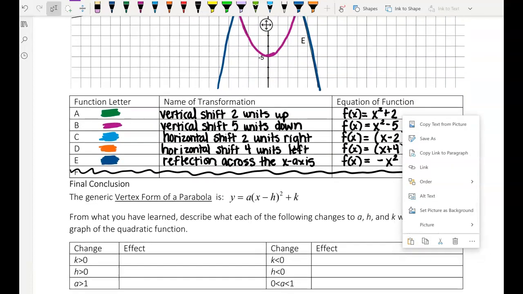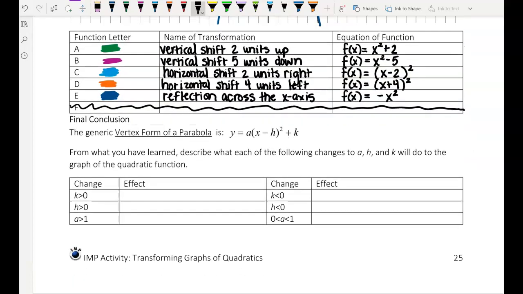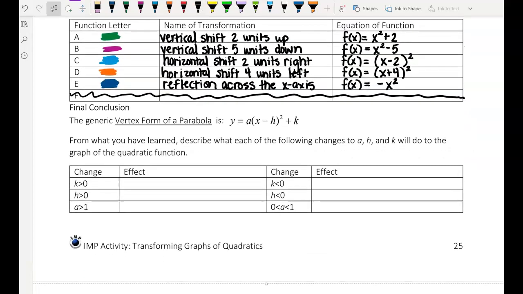But now we do have this final conclusion. Again, the generic vertex form of a parabola is y equals a times the quantity x minus h squared plus k. From what you have learned, describe what each of the following changes to a, h, and k will do to the graph of the quadratic function. And I'm not looking for horizontal and vertical. I'm just looking for very basic terms here.